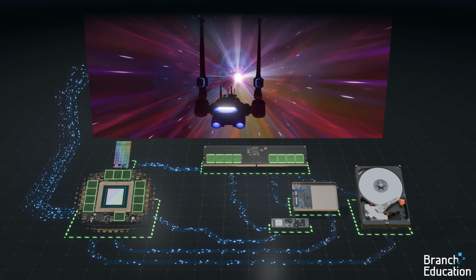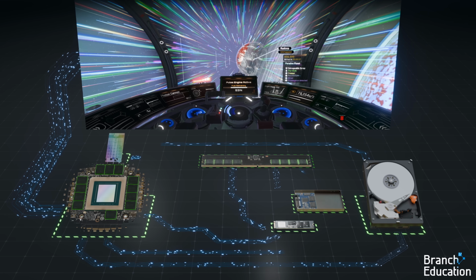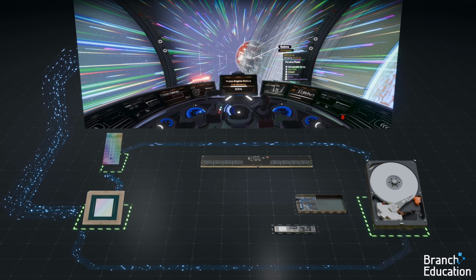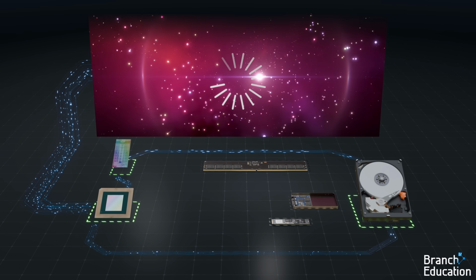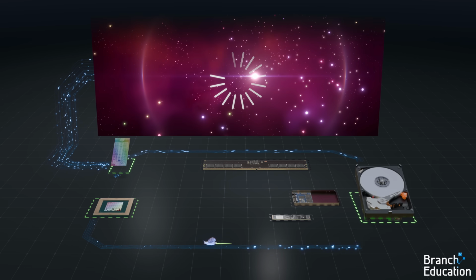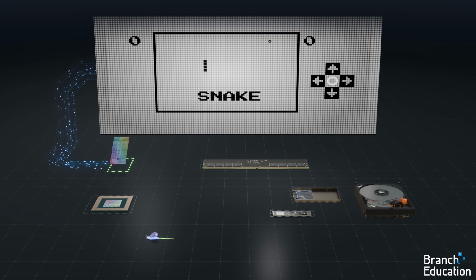In contrast, if your computer only used a few of these memory locations, then the game would either take days to load and run at a snail's pace, or be limited to the simplest of graphics.